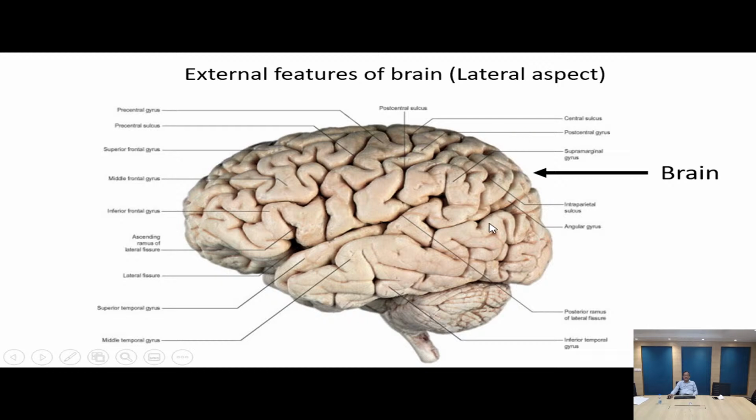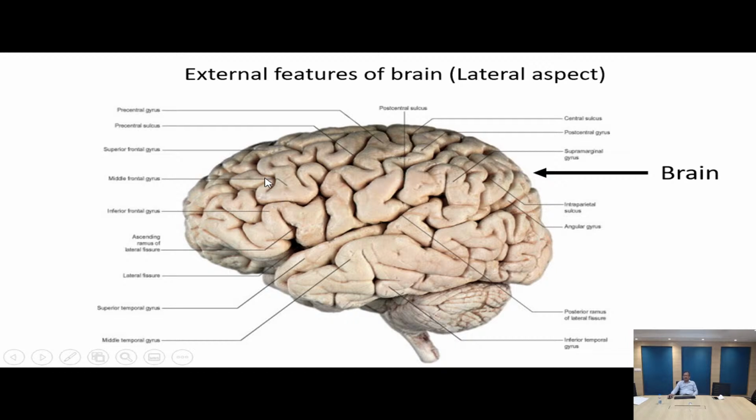Let us look at the external features. This is a picture of an actual human brain. It's not a model, and you can see over here that this is the cerebrum or cerebral hemisphere. There are two cerebral hemispheres. This is on the left side, and you can see that on the surface there are sulci and gyri. Gyri, singular is gyrus, and this is sulcus, plural is sulci.